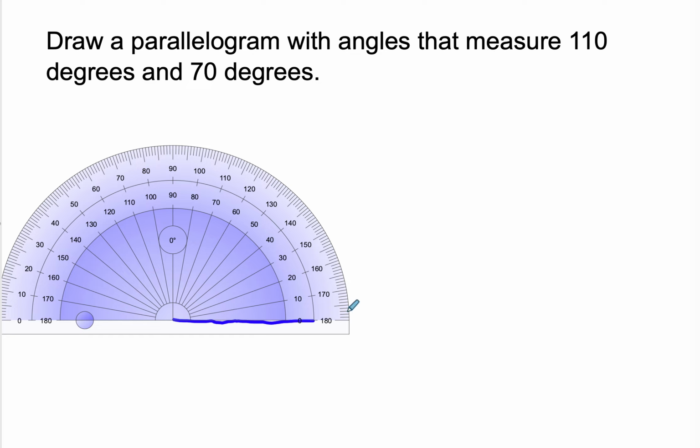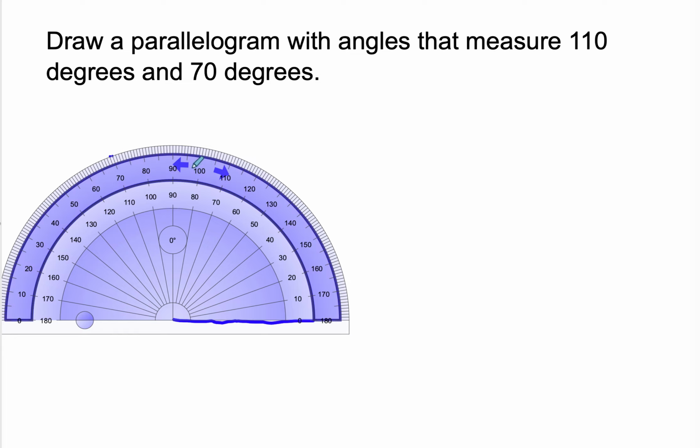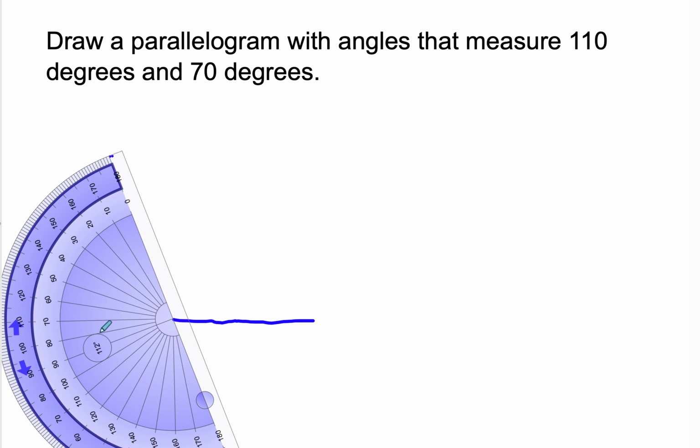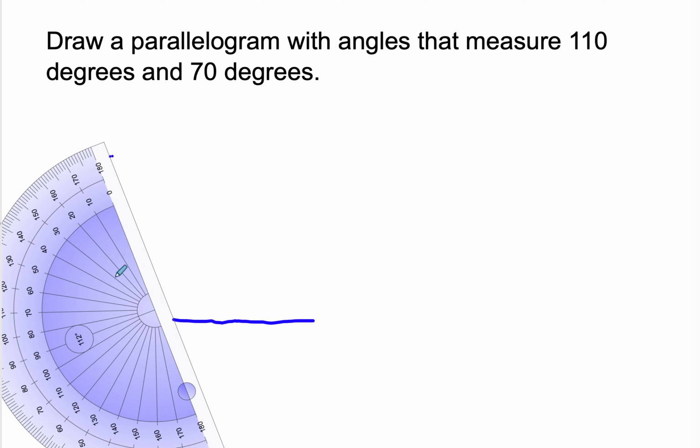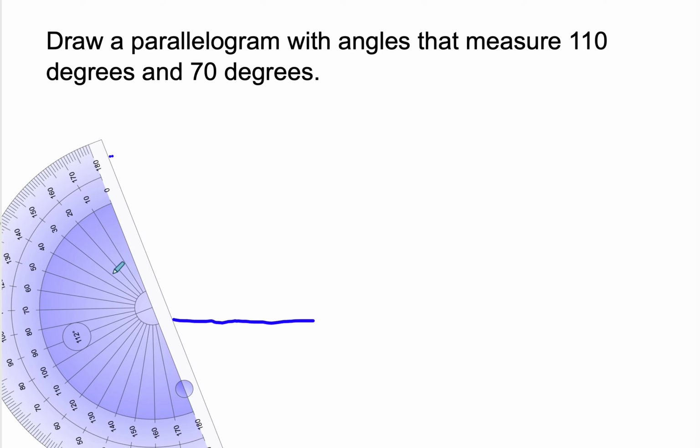Okay, when my line is going to the right, the 0 on the bottom is on the bottom set of numbers. So here I'm going to 110, which is all the way over here. So I'm doing the bottom set of numbers, 110. Now I'm going to take my protractor and rotate it around so that I have a straight line between where my line ends, right here, and where my point is.